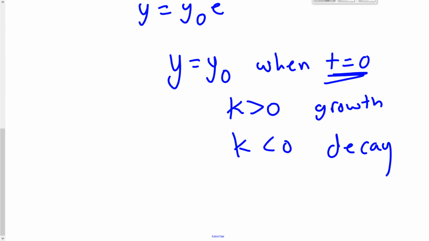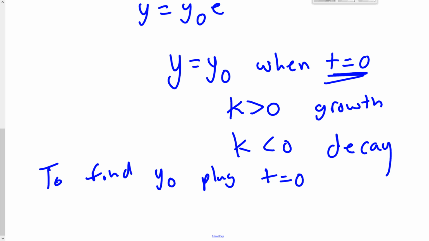And whenever you want to find y sub 0, plug t equals 0 in, and solve, and it's going to be your initial amount, right? So that's kind of how you do it. So let's go ahead and do some examples.